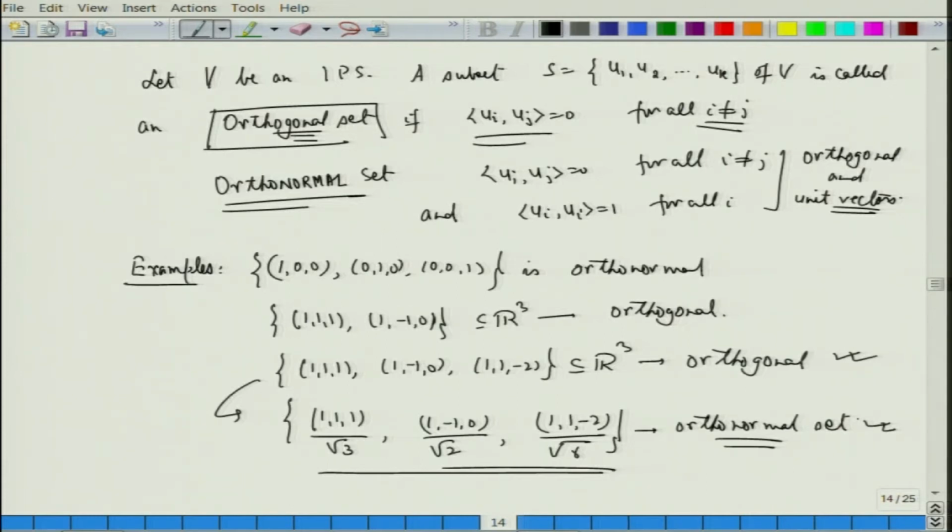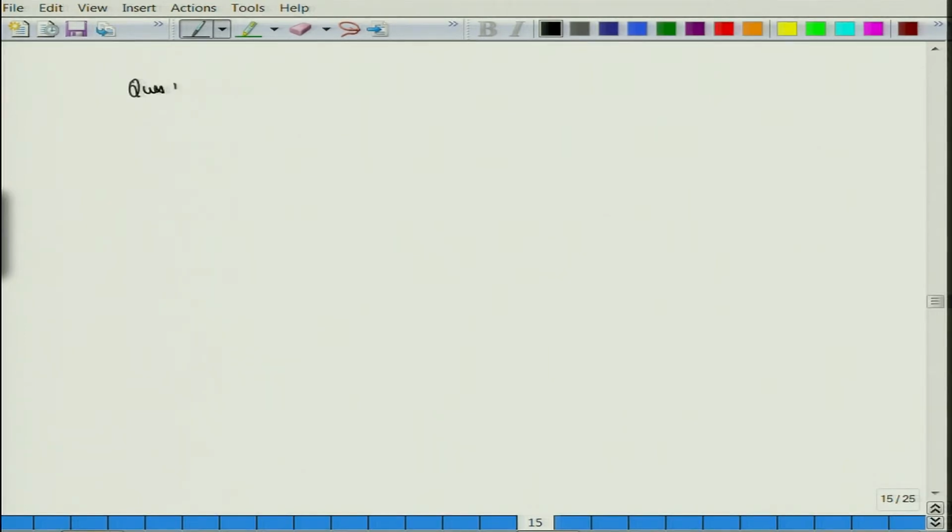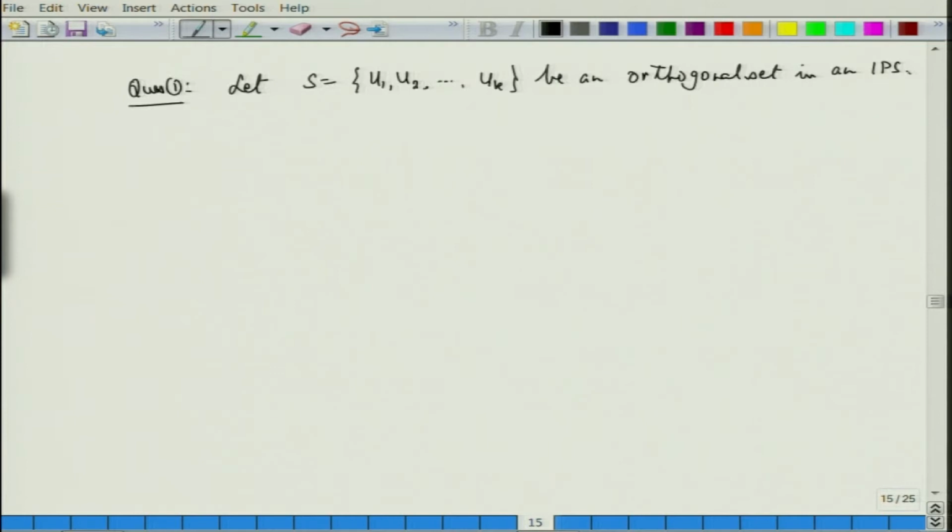So let me just prove the first statement. We have given the statement that a collection of vectors U1 to UK are called orthogonal if something happens. Is that okay? That's more important, that orthogonality means there is perpendicularity between them. Now the question is that given an orthogonal set, is that set linearly independent? So question 1: let S equal to {U1, U2, ..., UK} be an orthogonal set in an inner product space, some inner product space, then S is linearly independent.